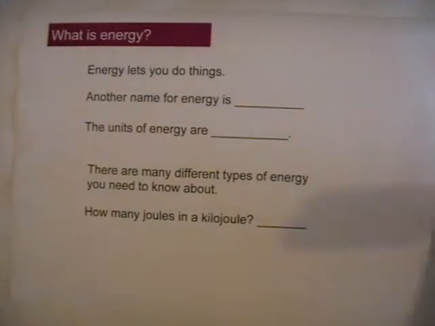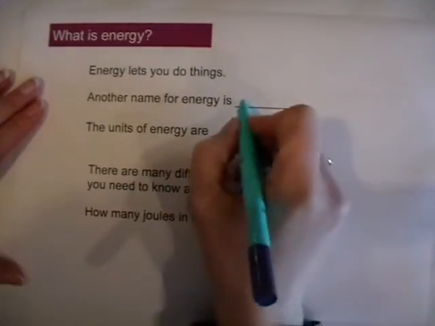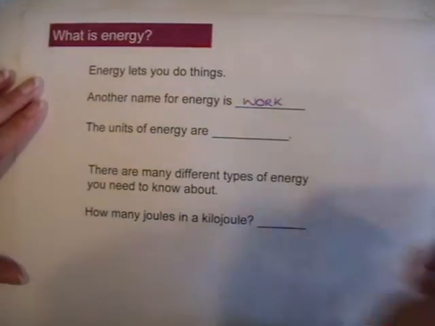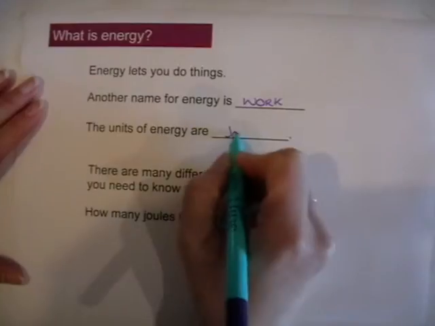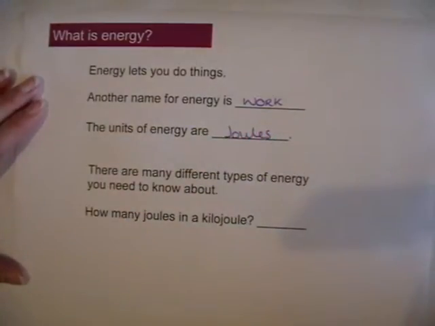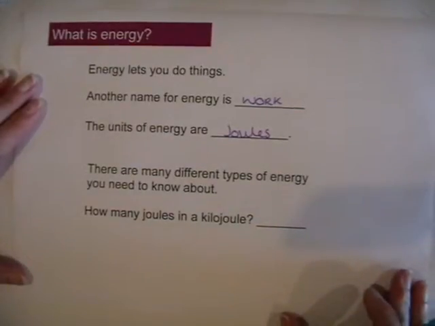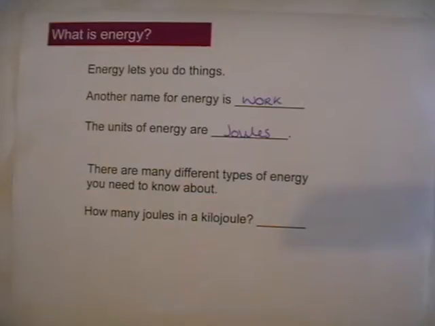Firstly, what is energy? Energy lets you do things. Another name for energy is work. So when you do work, you use energy. The units of energy are joules. And there are many different types of energy you need to know about. But before we start that, let's think about our units. We said the units of energy are joules. They are often coded in kilojoules.